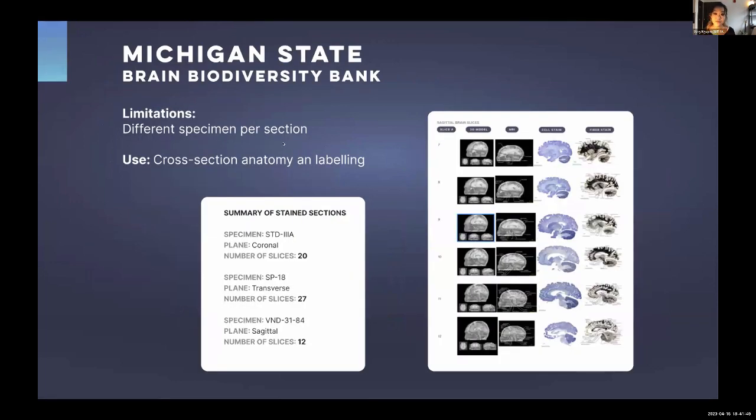And going over my first resource, which is the Michigan State Brain Biodiversity Bank, this was a great reference. However, I was only able to use it to aid me in labeling. And this is because for their bank, they had 3 different specimens, which are 3 different humans. And as humans, our brains are all different, right? We all have different gyri and sulci. So because of this, I was unable to use all the MRI images that they uploaded to create a brain, because it would have come out not looking correct.